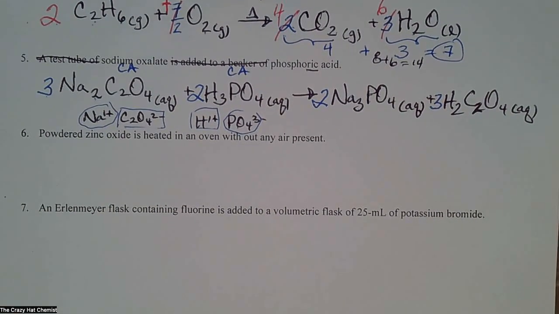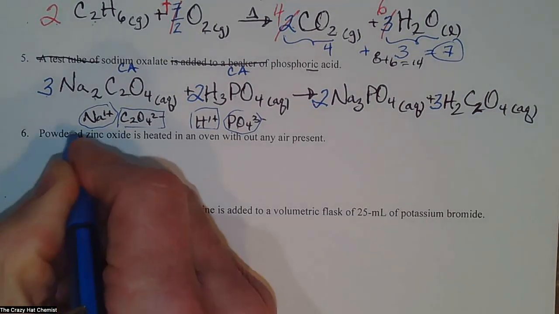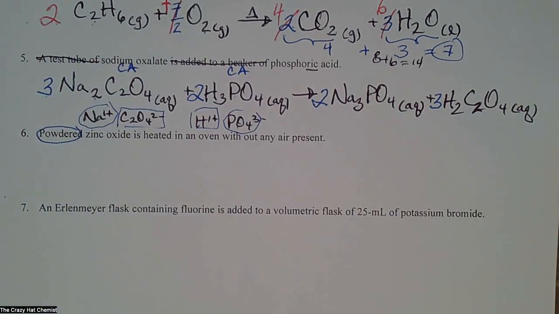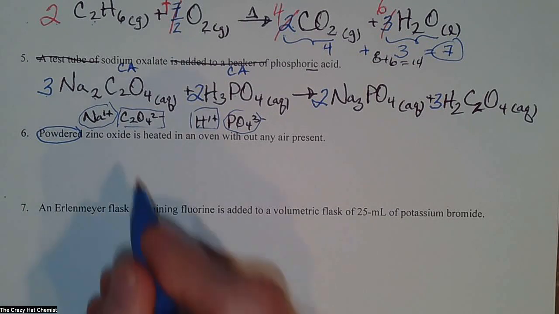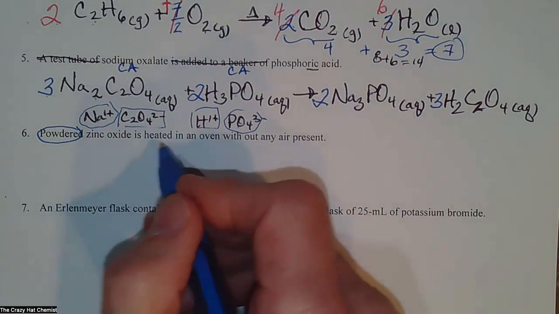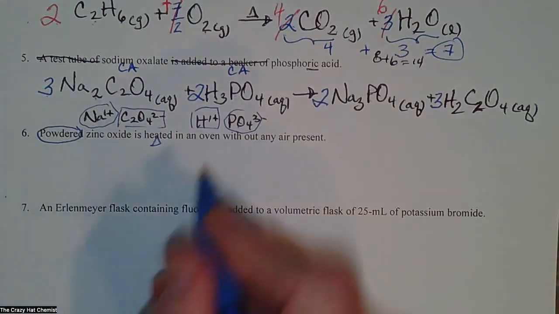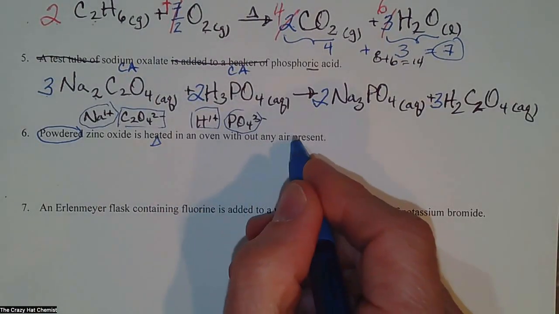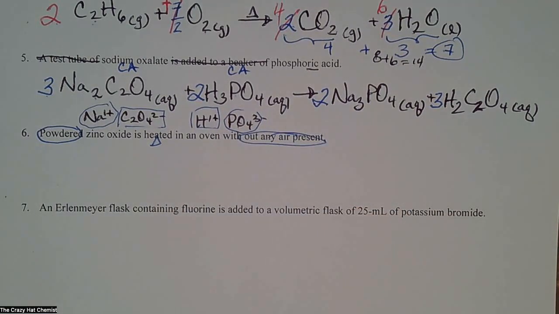So our next one is powdered zinc oxide. So this word powdered does mean that it is a solid. It's heated in an oven without any air present. So heated, that's going to be a delta in an oven without any air. So this is an absence of anything else. So that means that this is a decomposition reaction.